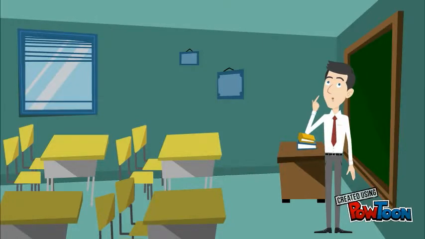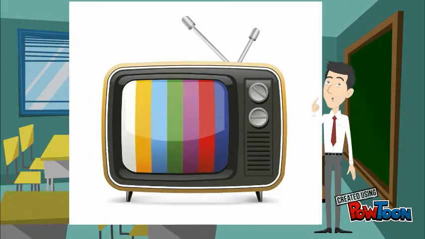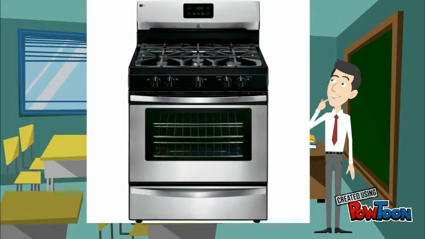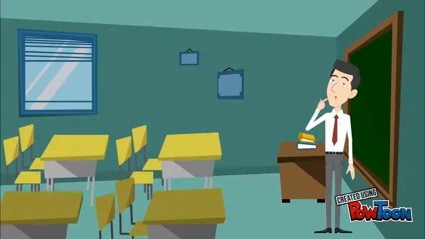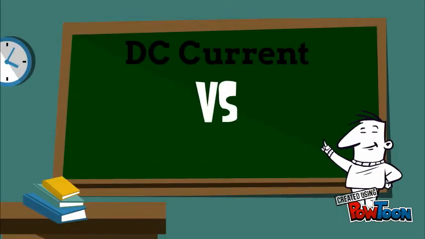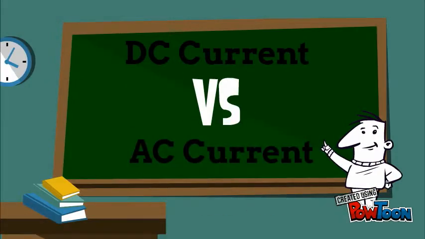Think about all the devices that you use at home on a regular basis, such as your lamp, television, computer, or stove. What do these appliances all have in common? They are powered by electric current? Okay, but more specifically, they're powered by AC current? That's right. But what exactly is AC current?